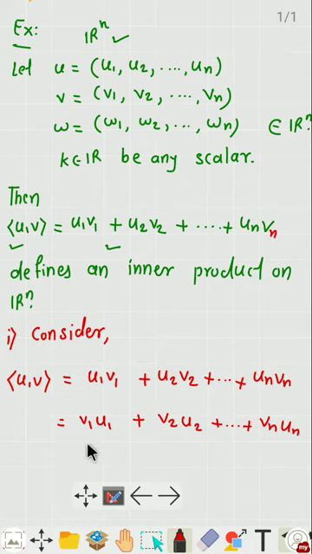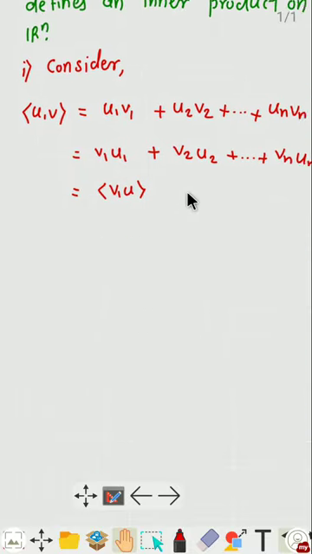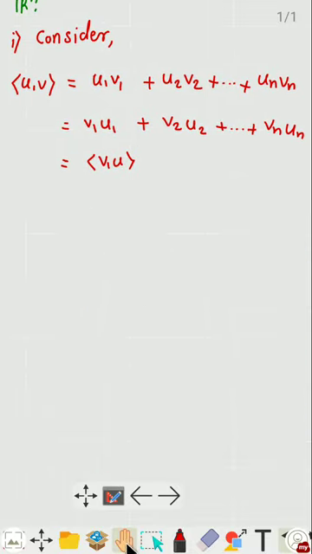Okay, and so by definition this is nothing but the inner product of v with u. So the first property is satisfied by this product. Now let us go to the second property.